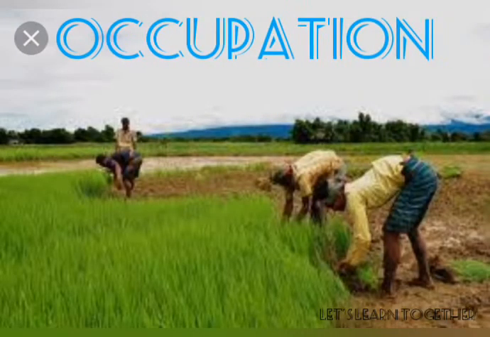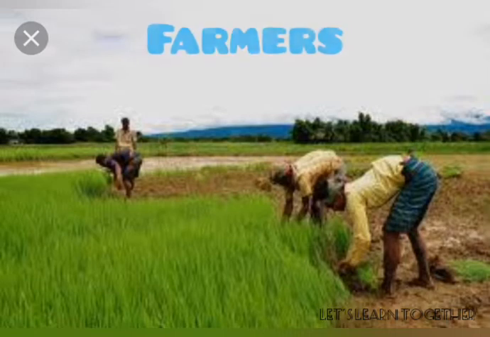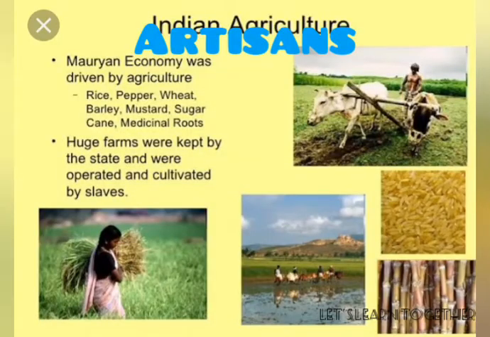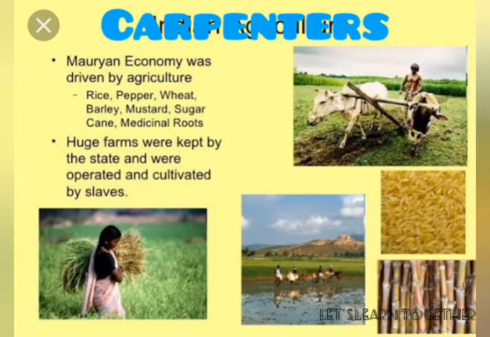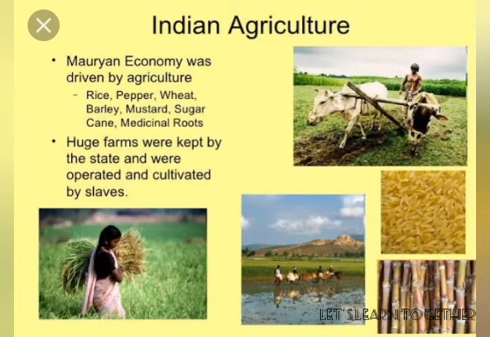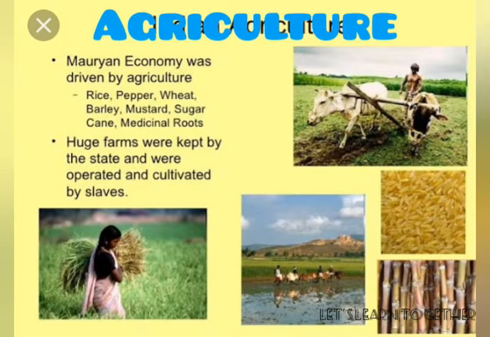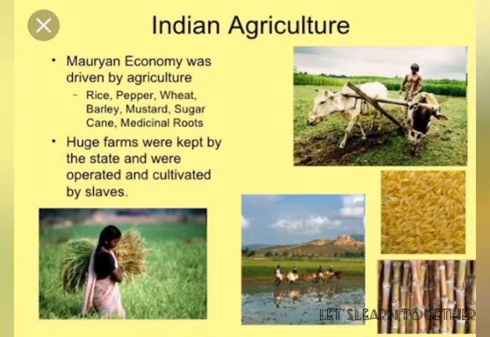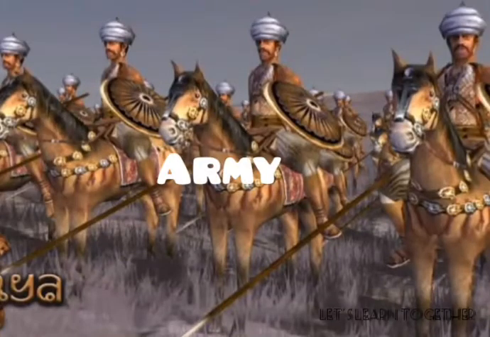Next is occupation. Most people were farmers, but there were also a large number of artisans, herdsmen, and carpenters. So most people were involved in agriculture. The army employed a great many people, as did the government. People also worked in the army of the king.